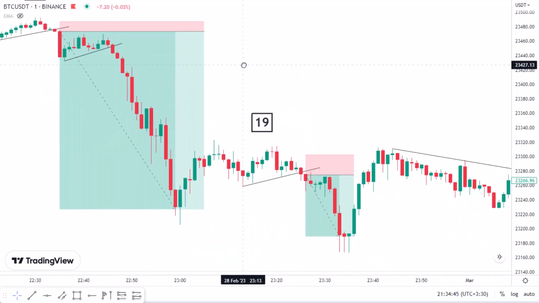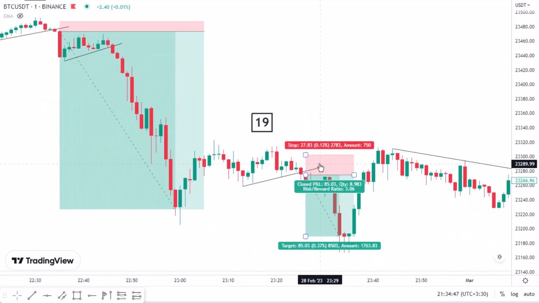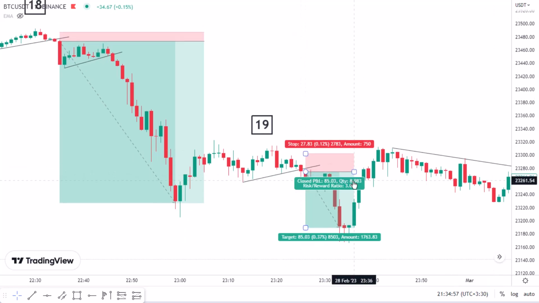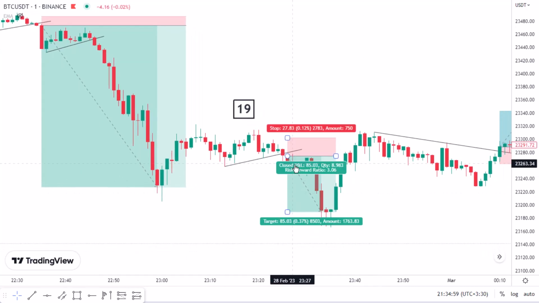On the trade 19, we have a trend line here with 2 touches here, broken with this red candle. We enter the sell position, set our stop loss, and it gives us a reward of 3.